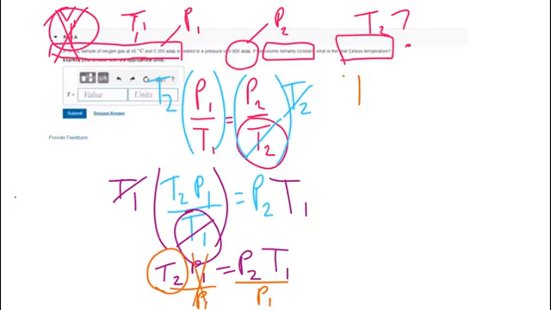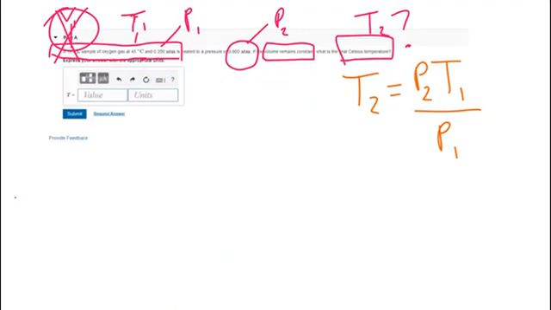So T2 is equal to P2 times T1 over P1. Perfect. Now I'm going to get rid of some of this mess, so copy that down if you need to. Okay, so now we've got our equation for how to solve for T2. And remember I told you that my temperature needs to be in Kelvin.